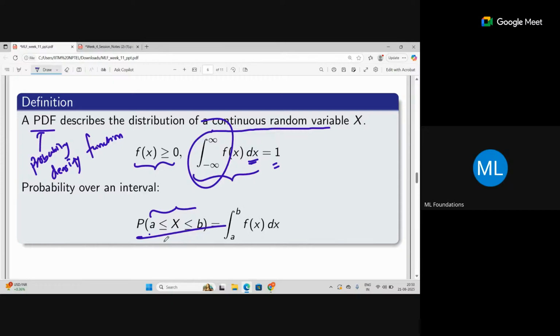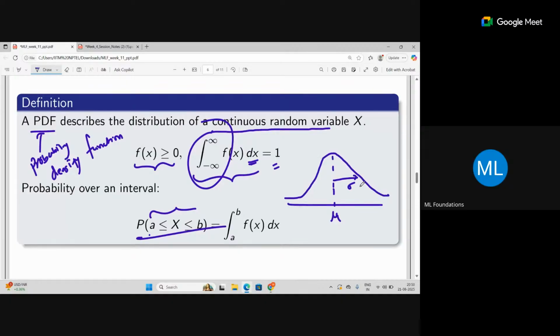Similarly, I can find out the probabilities over an interval. Let's say I take a shorter interval. For example, I'll take a normal distribution. I hope all of you are familiar with this bell-shaped curve, which is a normal distribution curve. Sometimes it is called a Gaussian distribution curve as well. So let's say this is your normal distribution curve, and it has this mu, which is the mean, and sigma. These are called the parameters.